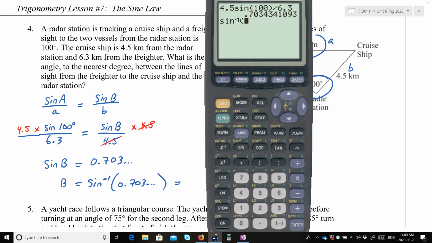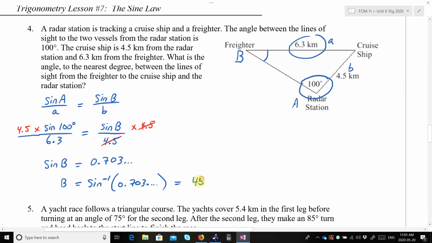So I'm going to go second function sine to get sine inverse, and I want to put in that last answer. If you look at the bottom of the calculator, beside the enter button, is that negative sign, and you can see in yellow it says ANS, answer. So I go second function, negative sign, and then press enter. 45 degrees to the nearest degree.